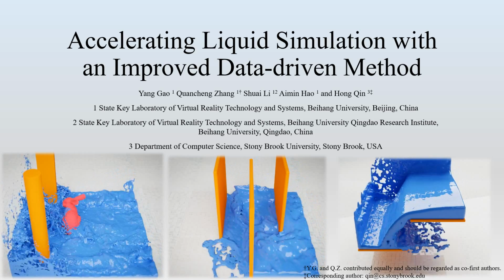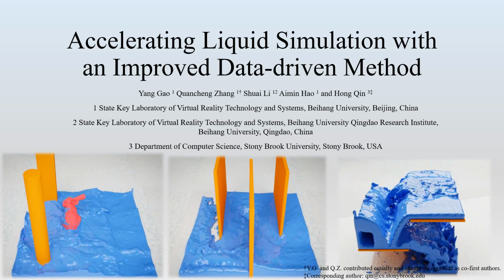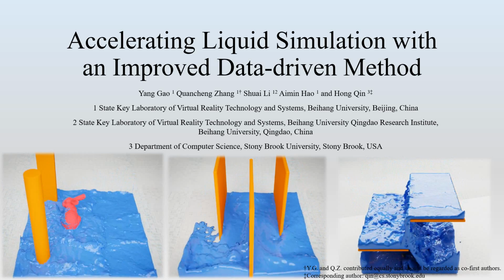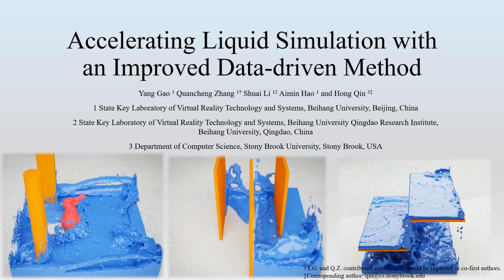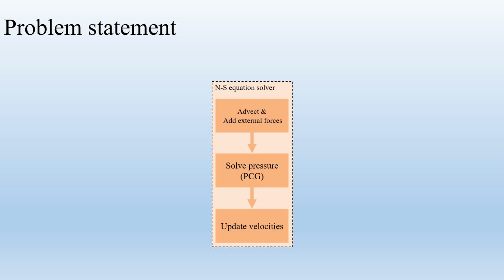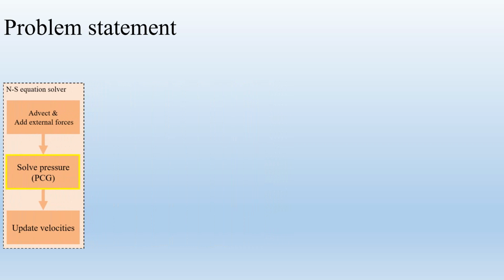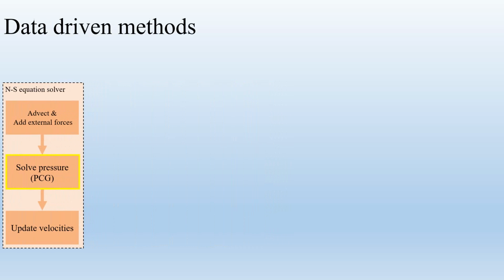For fluid simulation, solving the NS equation always needs complicated iterative computations. The preconditioned conjugate gradient method is a popular choice for solving pressure projection. However, during the simulation process, it is much more time-consuming than other steps and is the bottleneck restricting the efficiency.